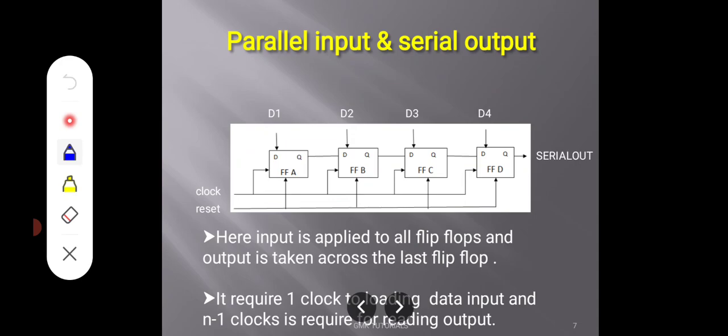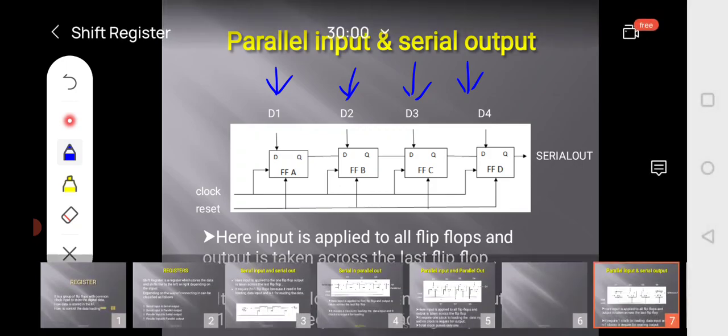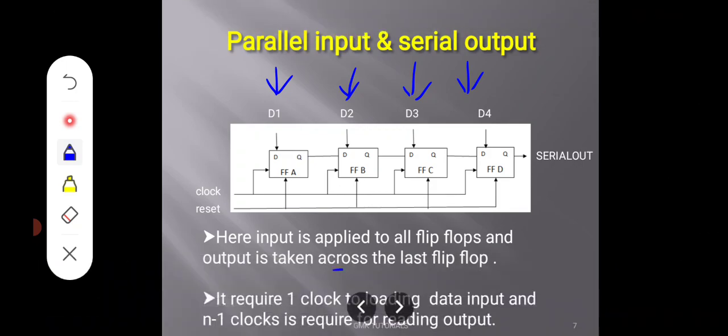So coming to the next one, parallel input and serial output. The name itself represents parallel input. That means here we are applying the data to all the flip-flops at a time, so parallelly. So therefore we require only one input. Input is applied to all the flip-flops, output is taken across the last flip-flop.